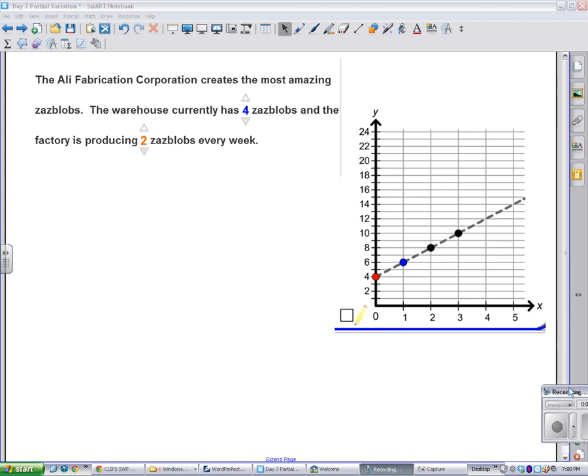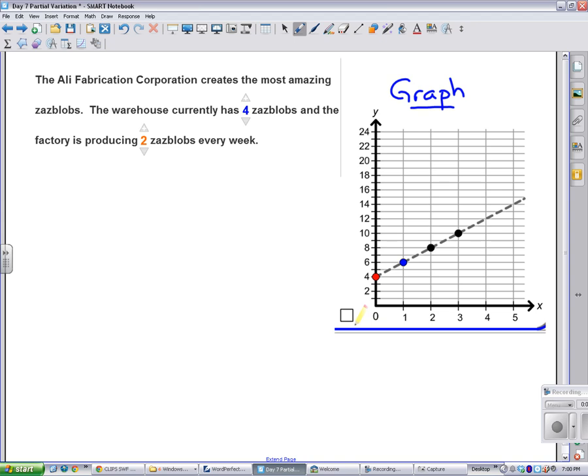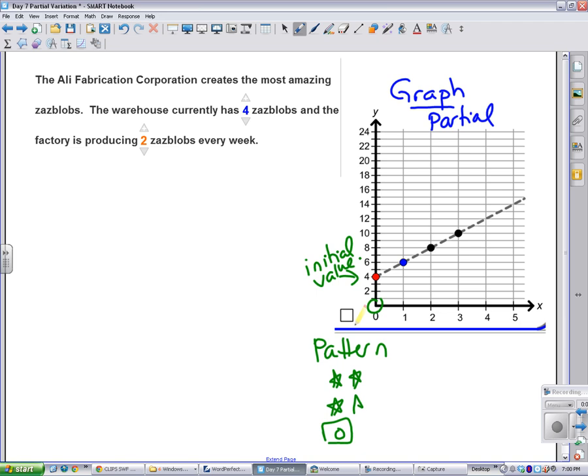Okay, so here we have a different pattern, and we can tell from the graph that this is going to be a partial variation. And again, I can tell that it's partial because I see that it's not passing through 0, 0. In this case, it seems like the initial value is 4. So that is, it's starting at 4. So if I was making a pattern, perhaps my pattern number 0 would have 4 things in it. I don't know, 4 stars. And I can tell what my rate of change is, that is how much it's going up by going over 1 and then hitting the graph.